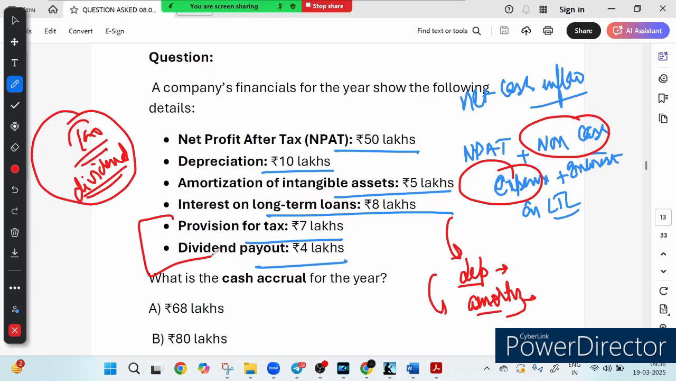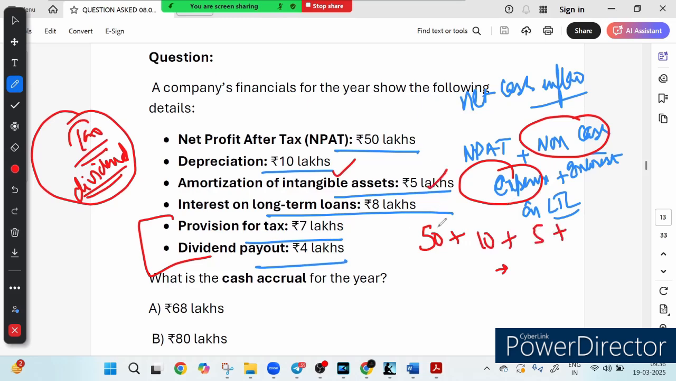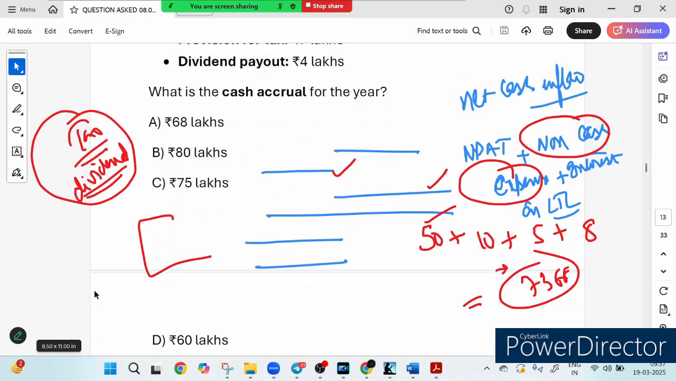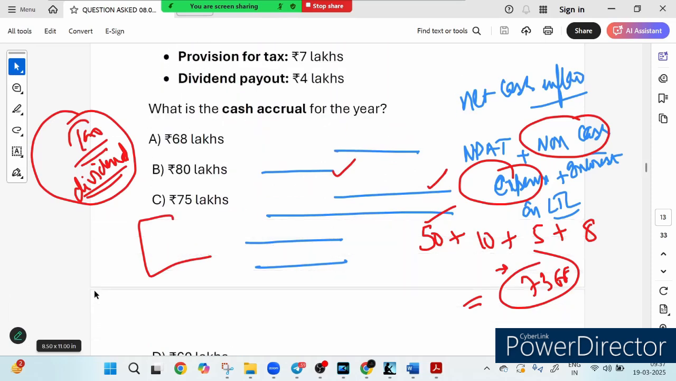So friends, now let's do a step-by-step calculation. Let me erase some area. Now let's apply the formula here. NPAT is 50 lakh, plus depreciation 10 lakh, plus amortization 5 lakh, plus interest on long-term loan 8 lakh. After adding these, this will give you 73 lakh. So this is the net cash accrual, right? What are the options? 68 lakh, 80 lakh, 75 lakh, and I think 73 will be the correct answer. So which option do you think is correct here? The correct answer will be 73 lakh.